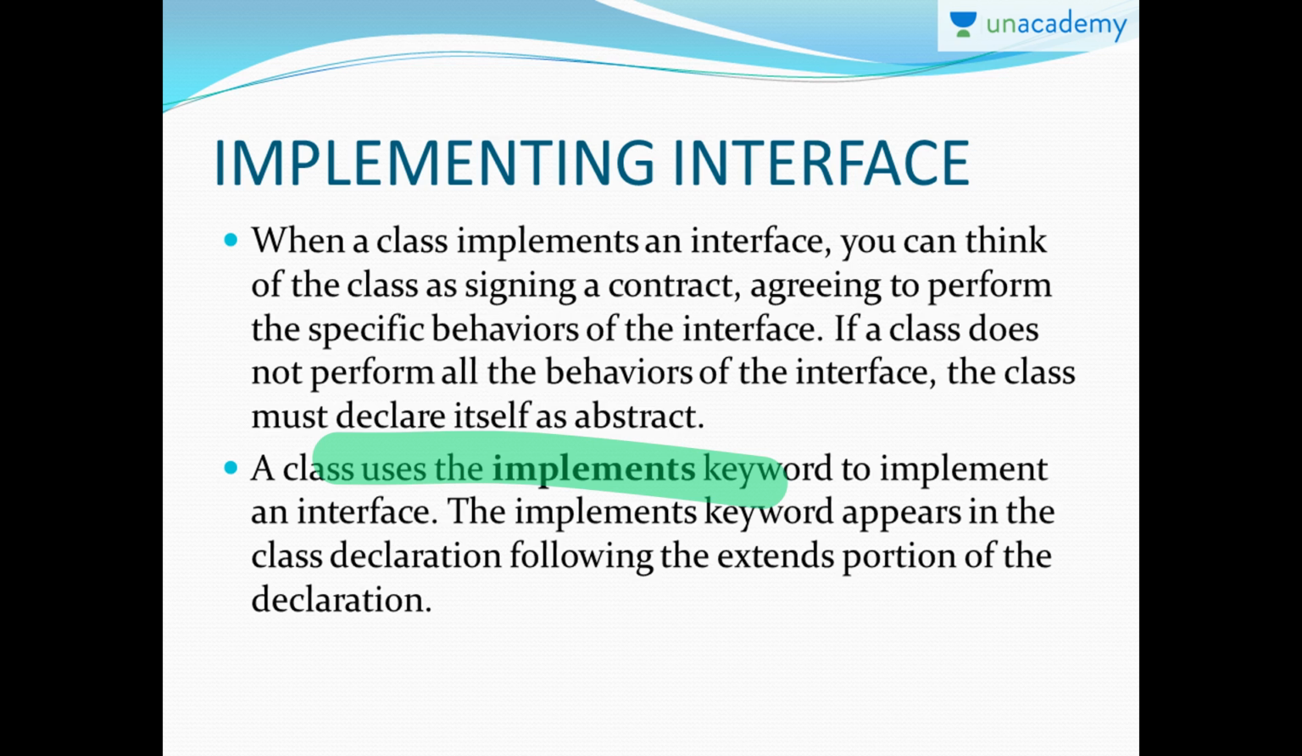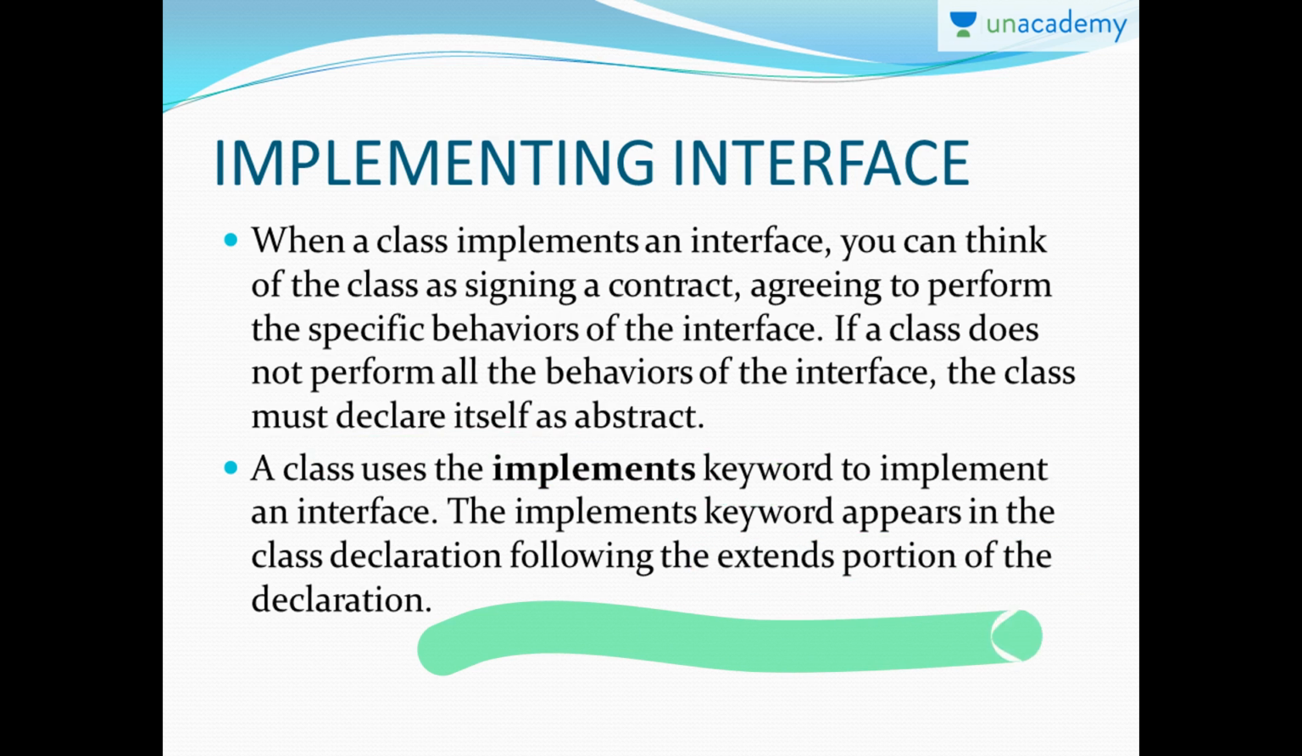Suppose we have a class name, we need to write class name, implements, and then the interface name which we have created earlier. By doing so, we inherit all the properties of that interface, and the class at the same time obliges to the behavior of the interface. That is, all the methods' definitions and everything should be written in the class. Then the implements keyword basically appears in the class declaration following the extends portion of the declaration. As I've told you all, a class name, then the implements and the interface. Okay, that is the way how an interface is implemented.